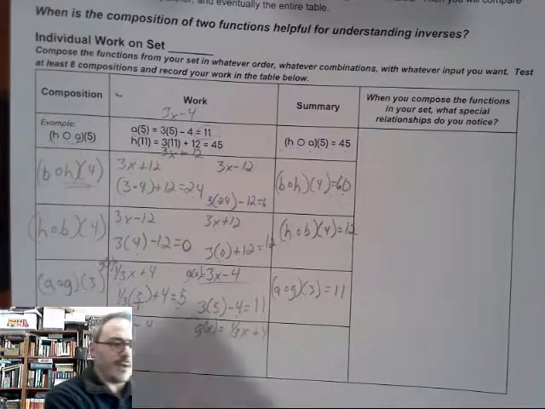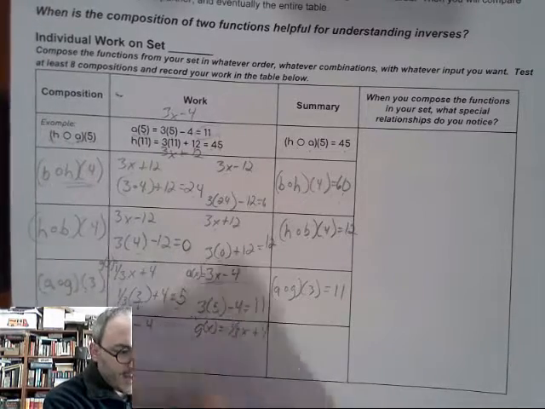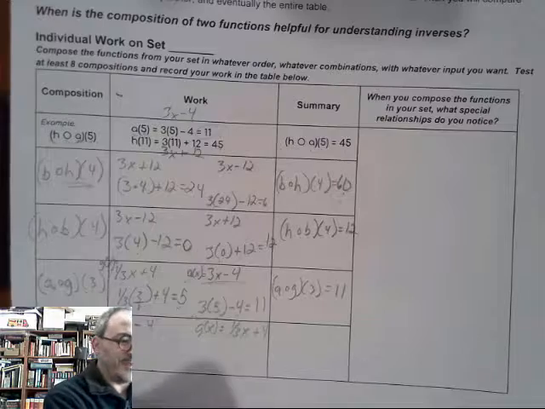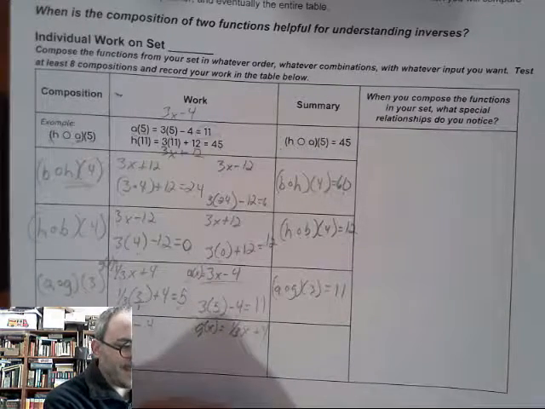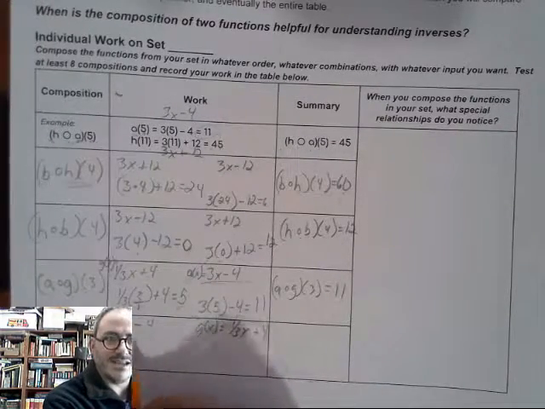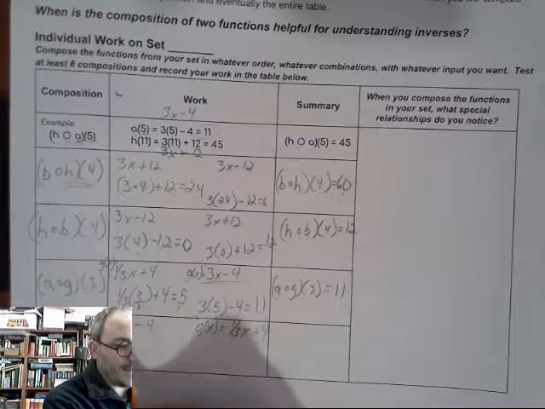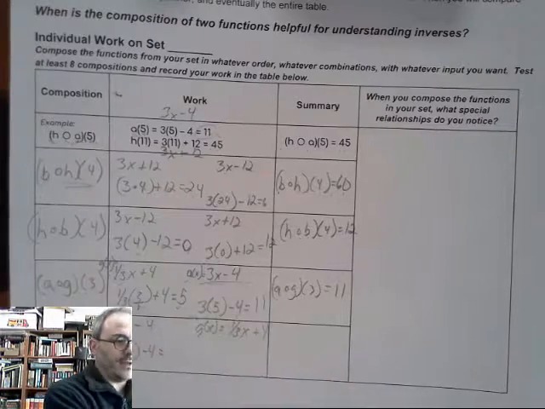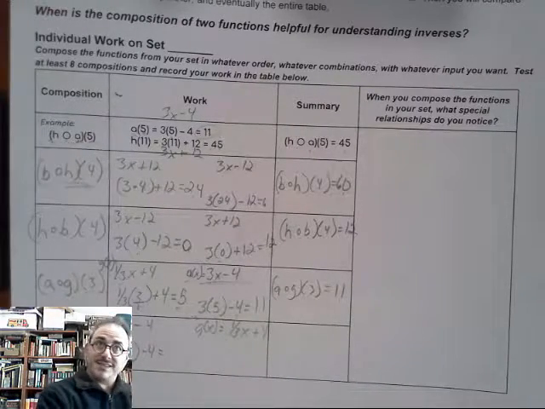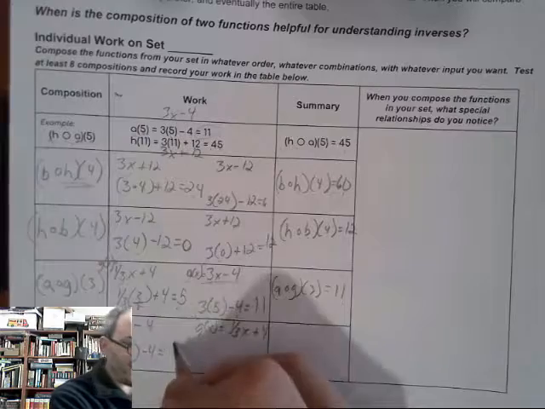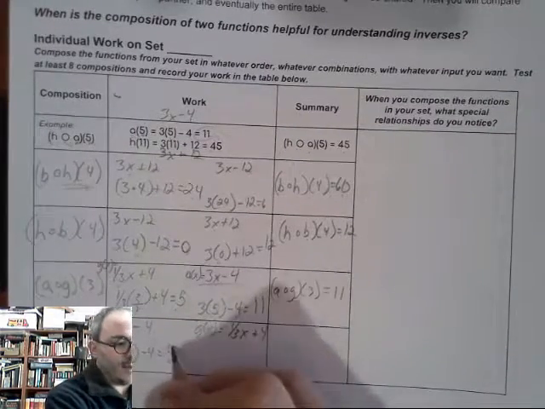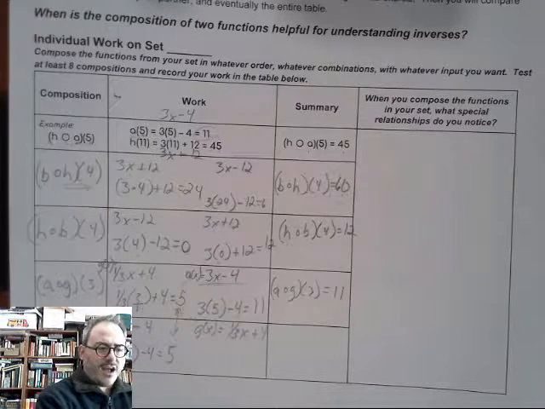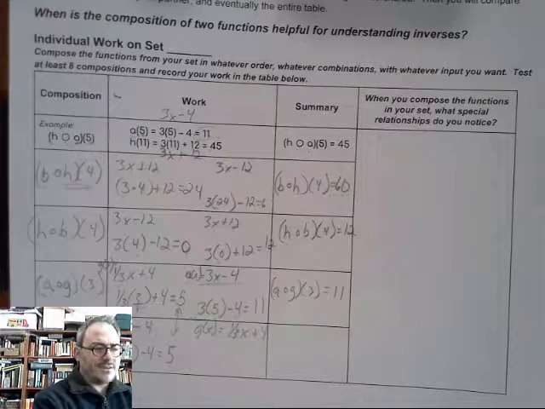Let's compose it the other way, the g of a of 3. This time we're going to do the g of a of 3. All right? Well, the a of 3, let me plug 3 into a. A is 3x minus 4. Well, I got to plug 3 in for x, so it's 3 times 3 minus 4. 3 times 3 is 9. 9 minus 4 is 5.